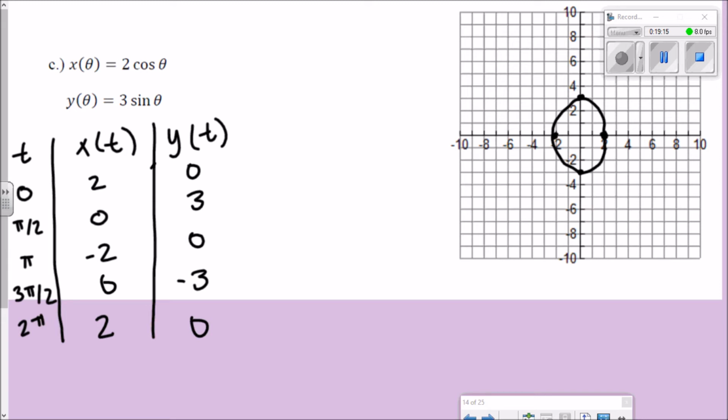And then finally, I need to add my direction. I'm going to go for my least t value, which I chose was 0. Let's see if I can move it here. There we go. Okay, so I'm going to choose my direction again. I'm going to go from the least t value to the greatest t value, so from 0 to 2 pi. Well, what was my first point? 2, 0. What was my last point? 2, 0. Ooh, not helpful, right?